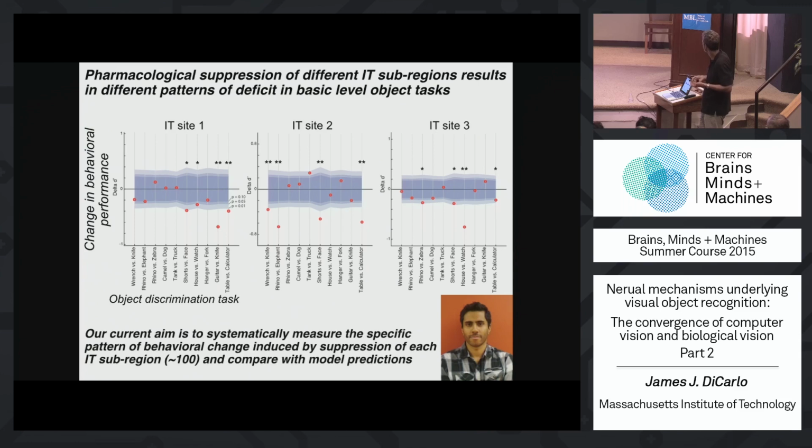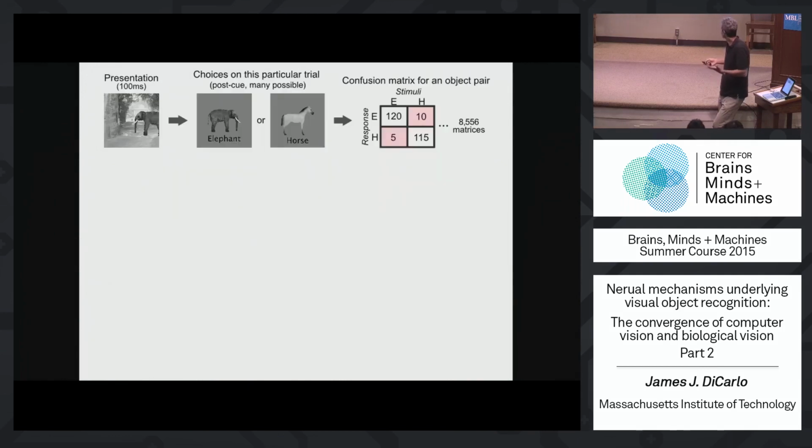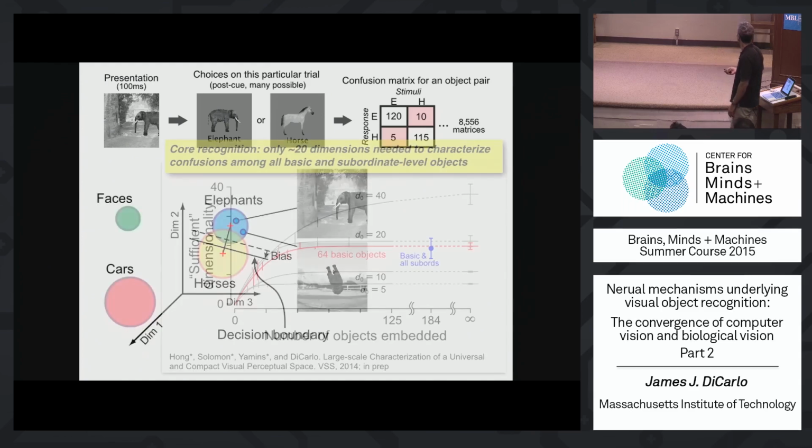So I'm just giving you the sort of state of the art. Our aim is to measure the specific pattern of behavioral change induced by the suppression of each IT subregion, ideally testing many of them, and to compare with the model predictions. I'm saying there's this domain, and I want to sort of sample the whole domain. So far, I've given you only samples of tasks in the domain, but we're really trying to define the domain.